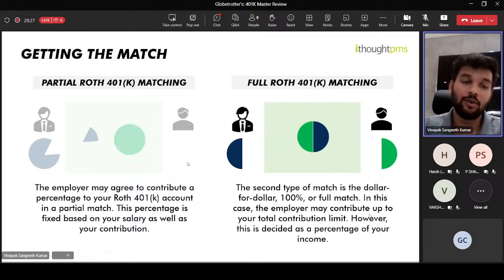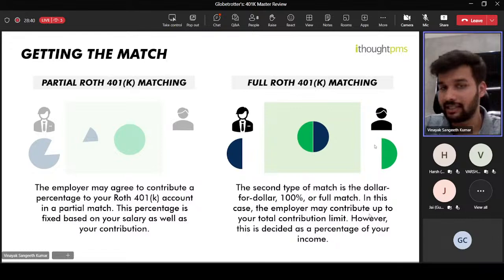So why would you want to miss out on this free money, right? You would like to compound it at a better rate of return and build a good retirement corpus. So getting the employer match is very important, and making the most of it is recommended.